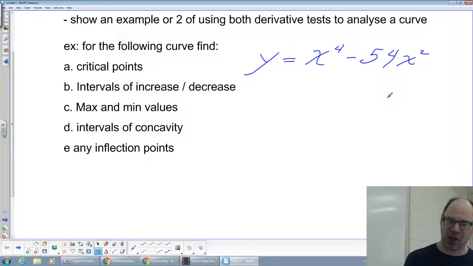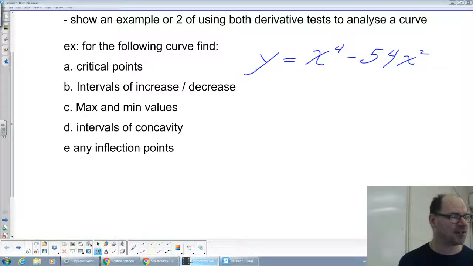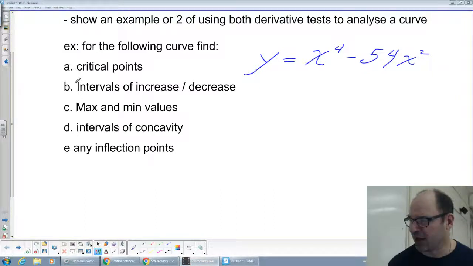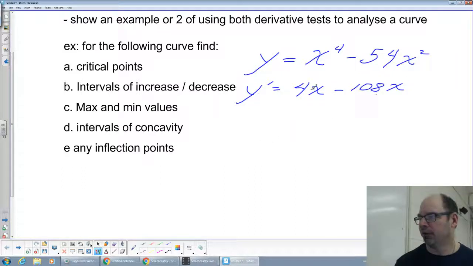The first thing that we always should do is the first derivative test. The first derivative test is to take the derivative, equal it to 0, and those places where it is 0 are our critical numbers. So y prime is 4x cubed minus 108x. That's 4x cubed minus, 2 times 54 is 108x.